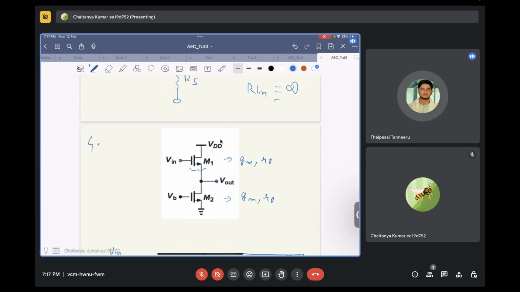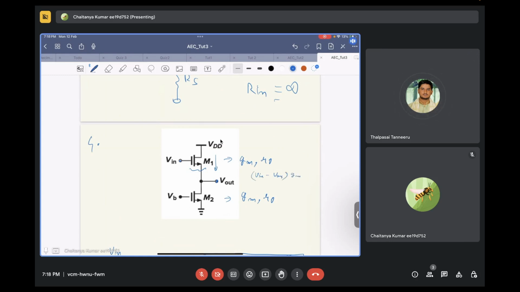So what is the controlling parameter? V out, sir. No, why V out? Controlling parameter for M1. M1 is a negative feedback, right? We discussed. Yes, sir. In M1, the current flowing is GM times V in minus V out, right? Yes, sir. So it will be V in minus V out times GM.